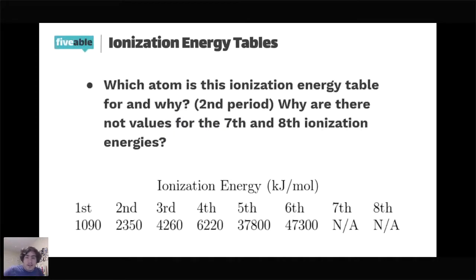I'm giving you that it's in the second period, so that's the second row. And why are there not values for the seventh and eighth ionization energies? So you need a periodic table to solve this. I'll give you guys a minute.